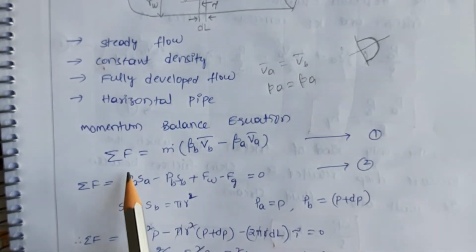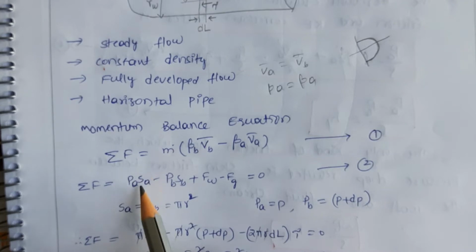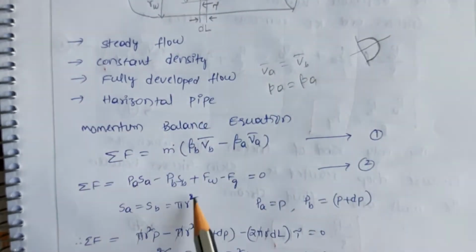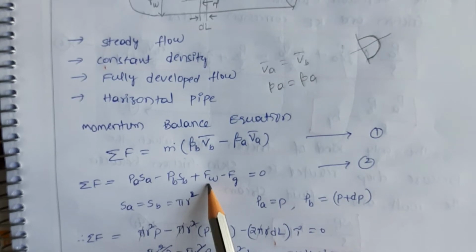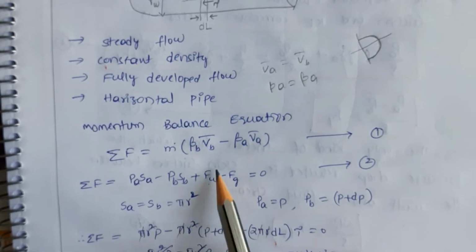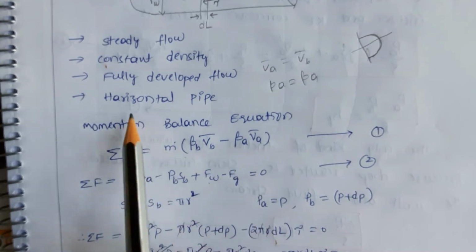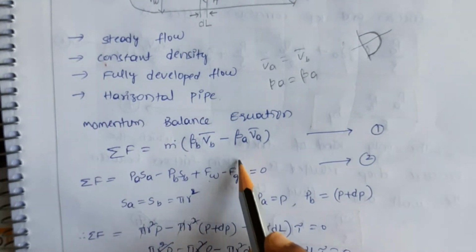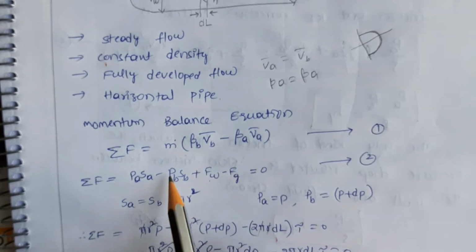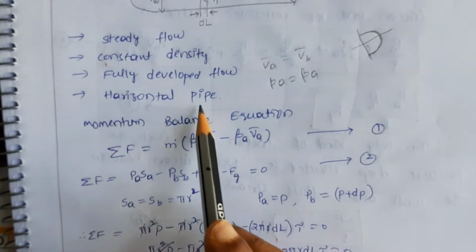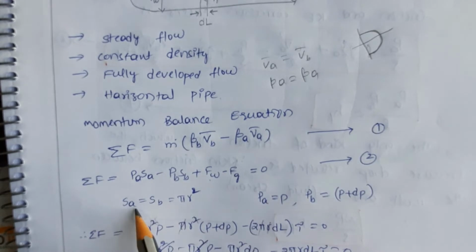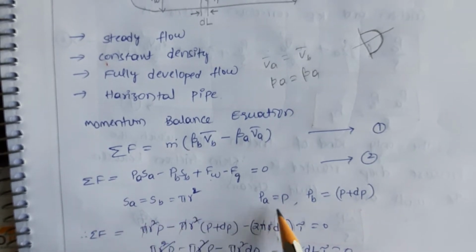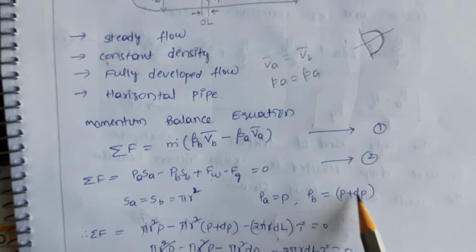So what are the forces which are acting? The pressure forces, the inward and outward pressure forces on the element, the wall shear, and the gravitational force. These are the forces actually acting. But since the pipe is a horizontal pipe, the gravitational force will be 0. Since we are assuming a horizontal pipe of circular cross section, SA equals SB, which equals pi r square. So PA equals P and PB equals P plus dP.